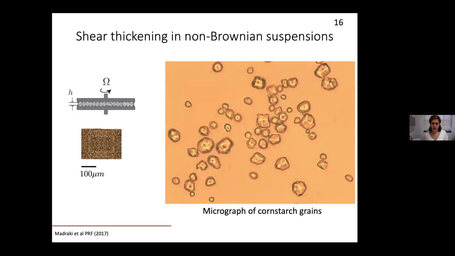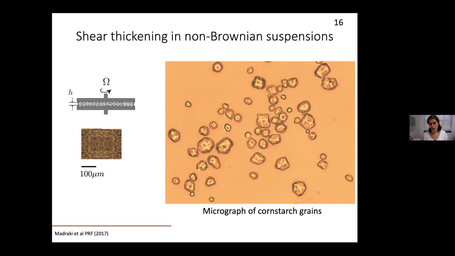So there are a couple of side slides that I'll talk about if there were any questions. But we have tested our scaling arguments for a variety of different suspensions. And by that, I mean a variety of different types of suspending fluid and particles.